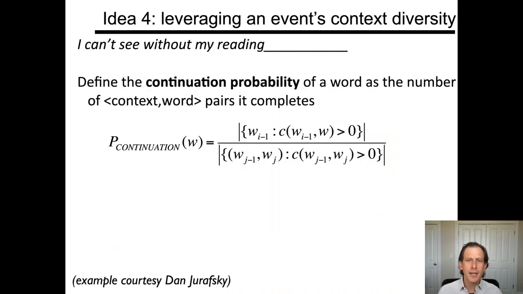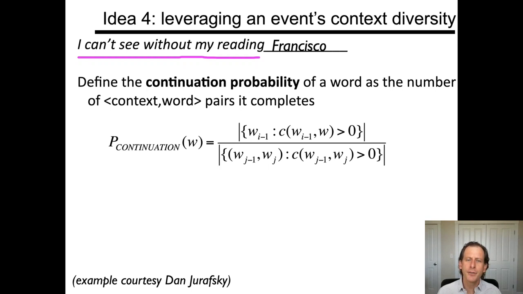So that's the event diversity of a context. And then one more idea is the context diversity of an event. The intuition here is, let's take an example. So I can't see without my reading glasses what comes next. So let's take the word glasses and the word Francisco.